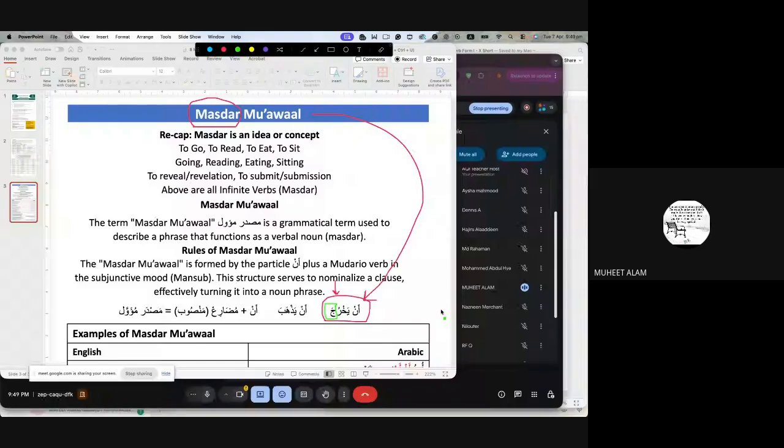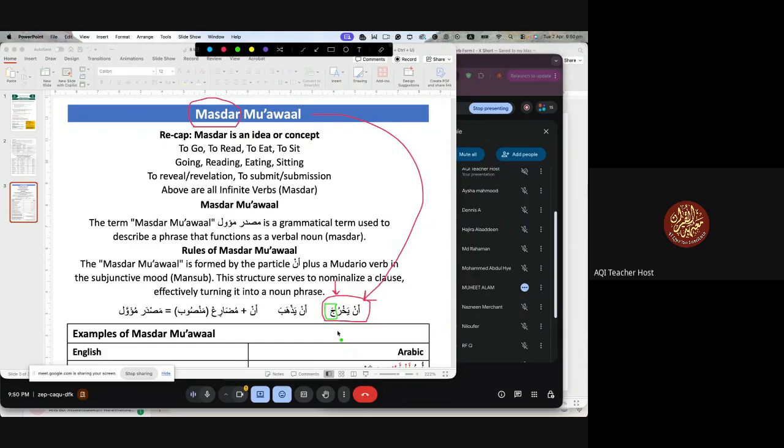Now this structure, an plus muḍāriʿ mansūb, converts a verb phrase into a noun-like expression. For example, an yakhruja, here an plus muḍāriʿ mansūb verb, means to go out. The second example is an yadhhaba, which means to go. So in these two examples, you can see that this is a phrase and it is acting as a noun. This whole phrase is called masdar muawwal. Now let's understand it with some examples.